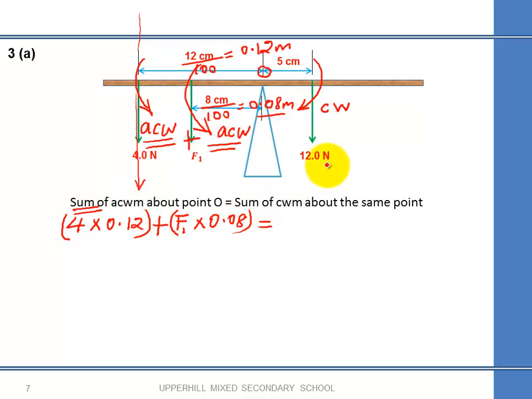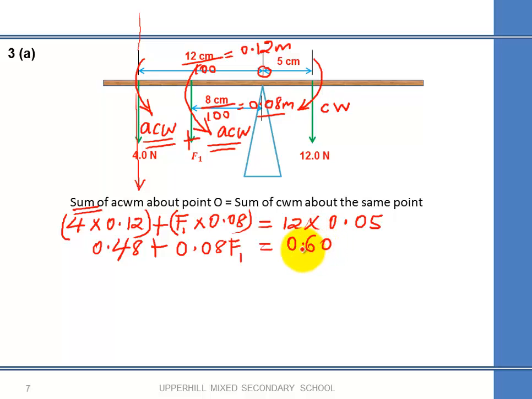When we come to the 12 Newton force, it tends to turn the system clockwise, and the clockwise moment is 12 times 0.05. Of course, this one gives us 0.48. This gives us 0.08 F1, and this is 0.60. The mathematics is just that simple.